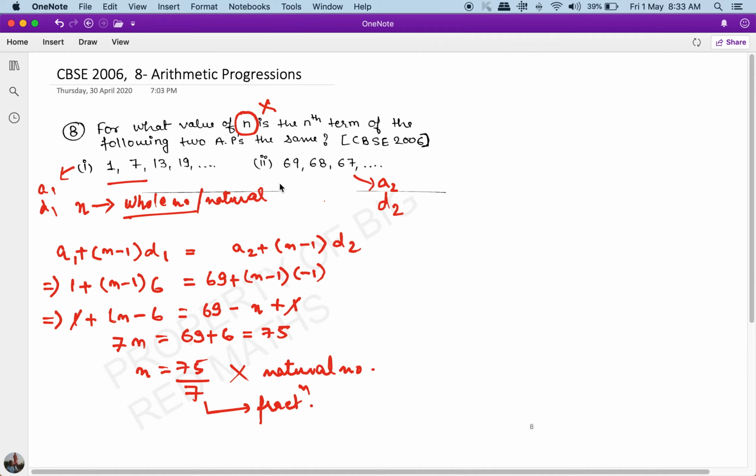Okay, they will cross each other. This is reducing and this is increasing. So the two APs will cross each other at some point, but they will never have the same nth term.